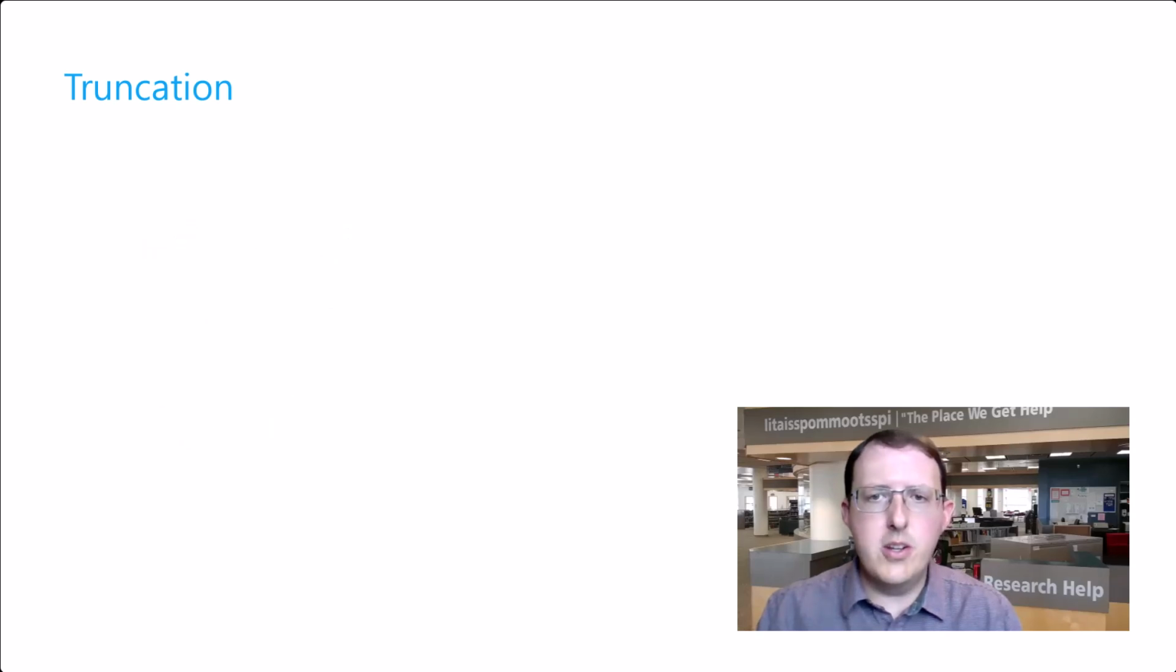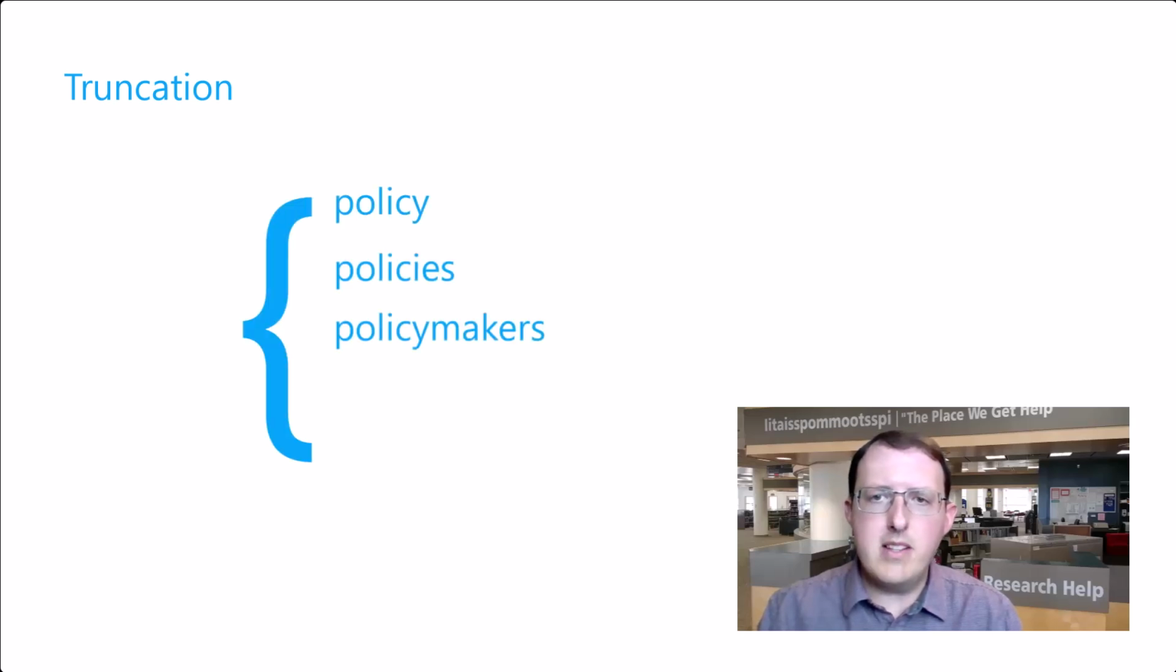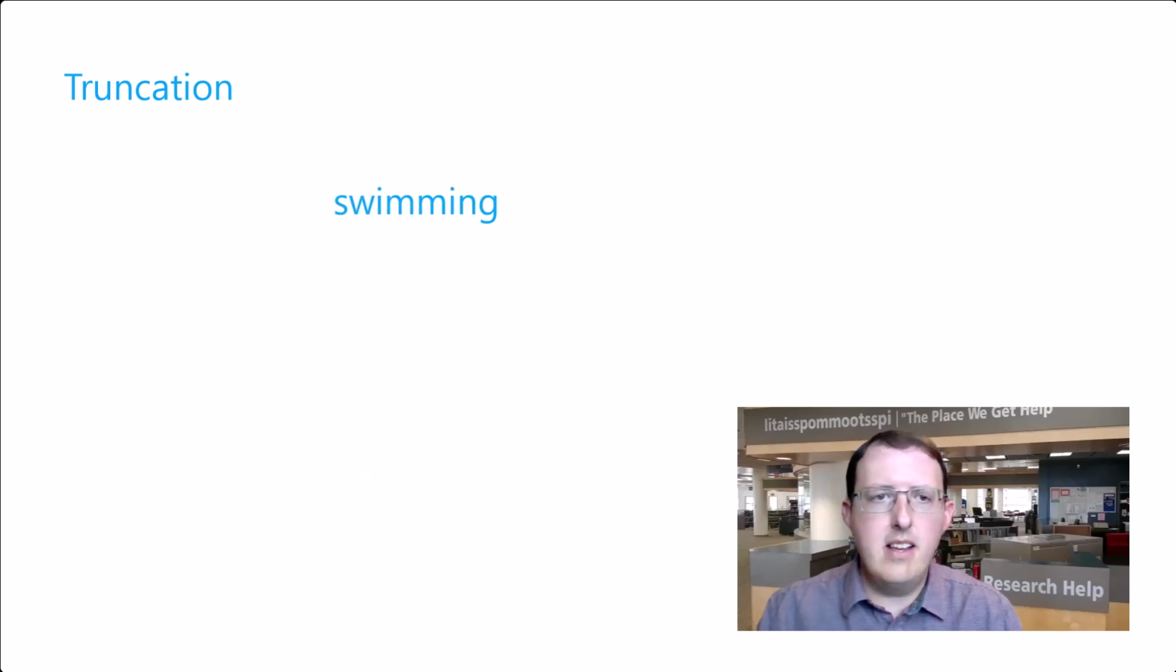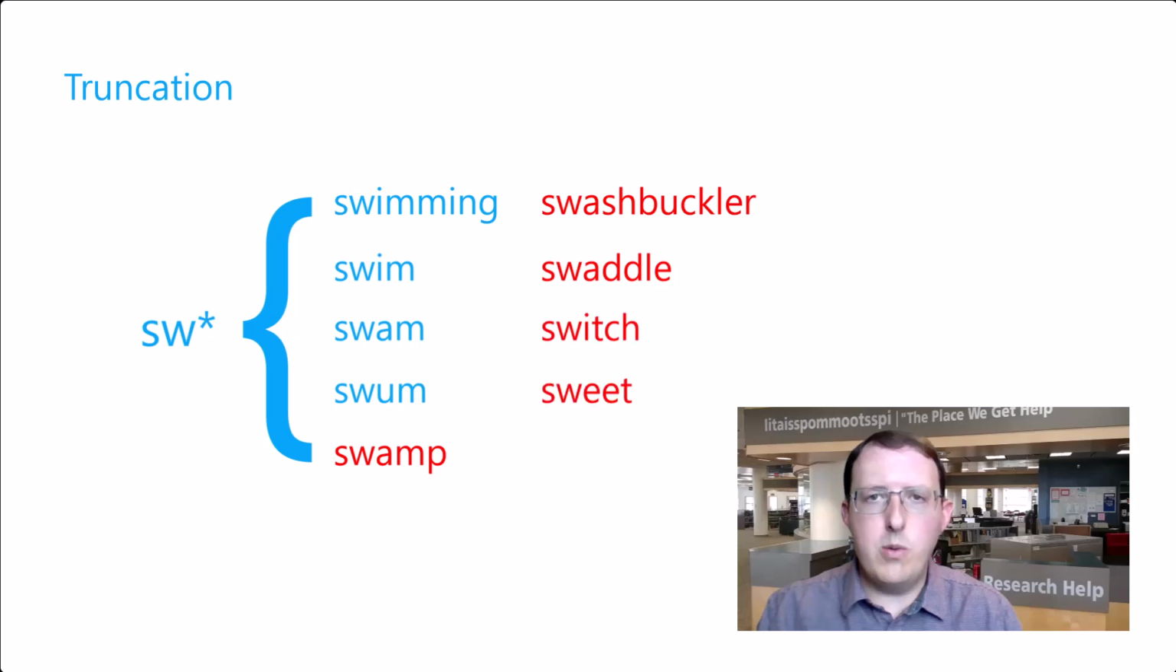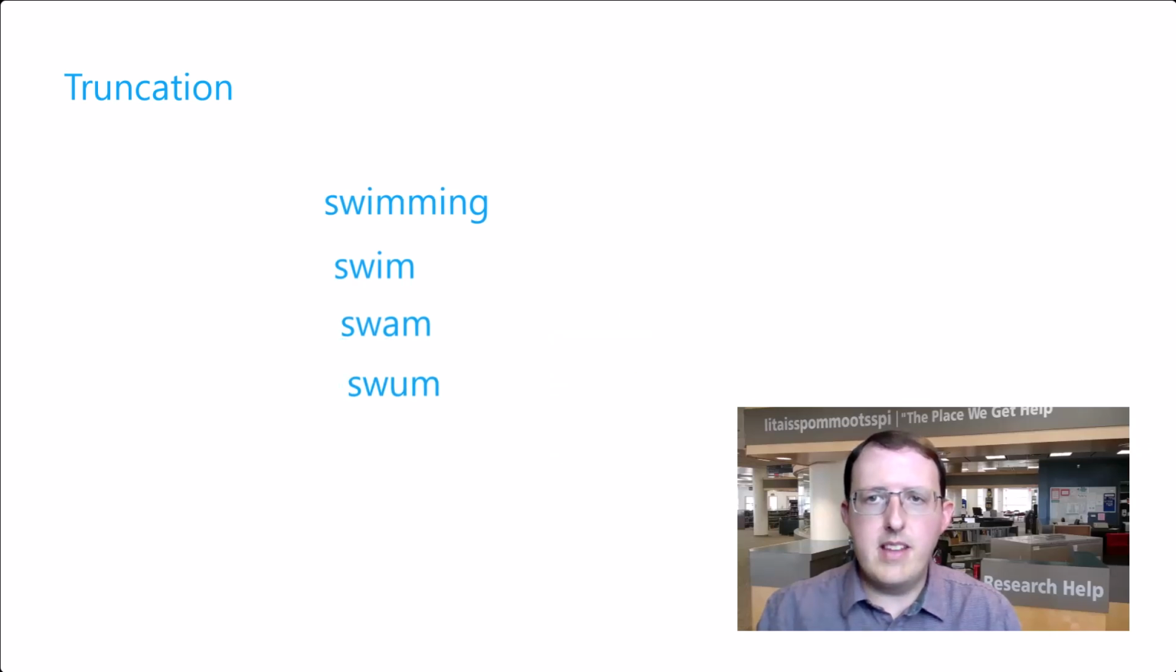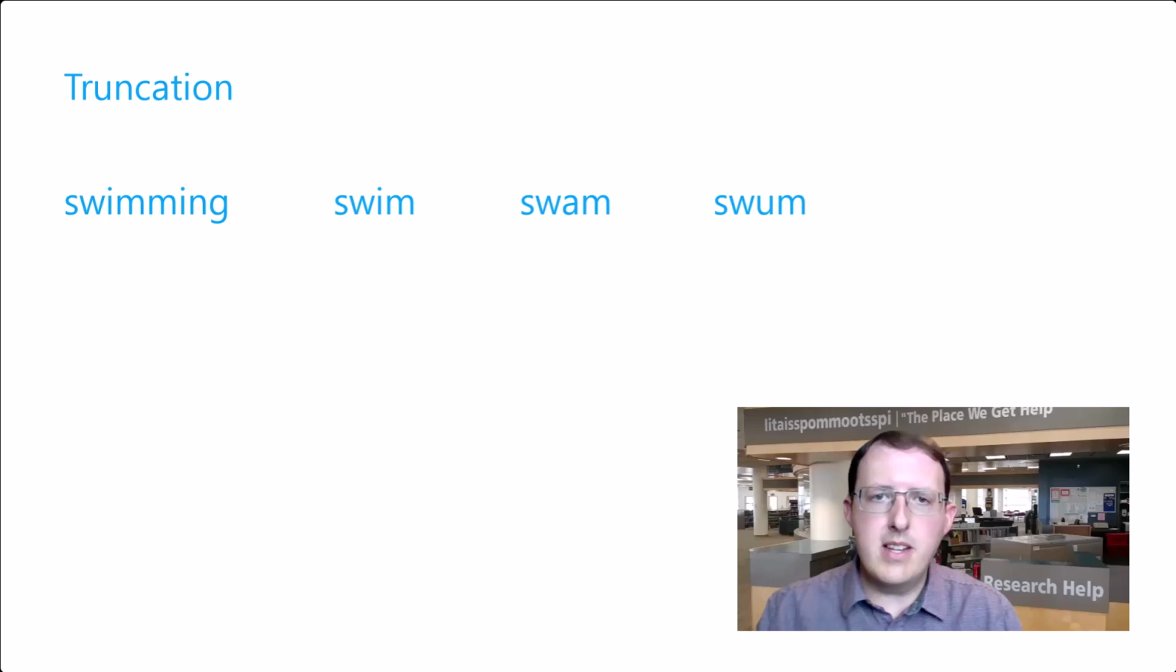Unfortunately, there are some keywords that don't lend themselves well to truncation. For example, to catch policy, policies, and perhaps policymakers, you might run a search for POLIC asterisk. This will indeed catch all of those terms, but it will also catch police and policing. Even worse is swimming. To capture swim, swam, and swum, we'd need to set the asterisk after the W, and then the database would return results including any word that begins with SW. In these situations, it can be better to list the related words you'd like to search and link them with the Boolean operator OR, covered in another video.